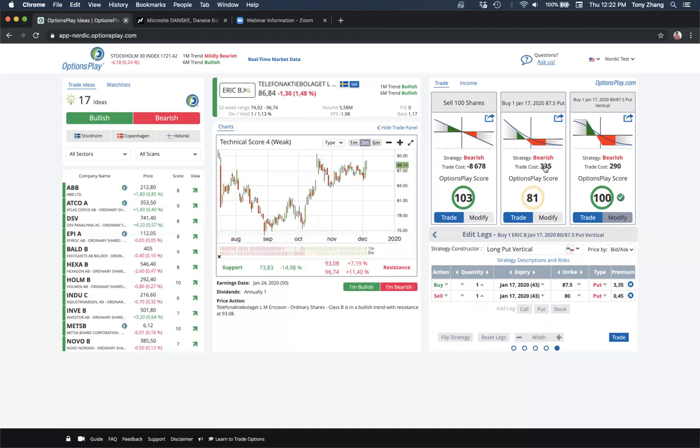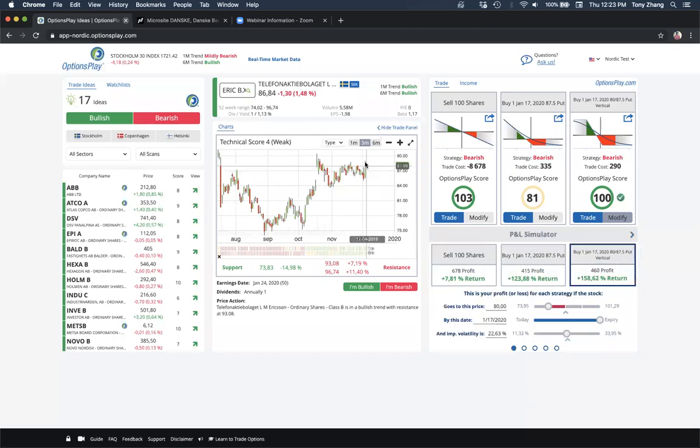So instead of paying 335 crowns, you collect 45 cents on this, and now it only costs you 290 crowns. And now let's take a look at how this strategy performs. So if the stock declines to 80 crowns, which is a pretty big move to the downside, maybe let's start with a more conservative downside, maybe around this 84 support level here. So let's say we think the stock declines to 84.